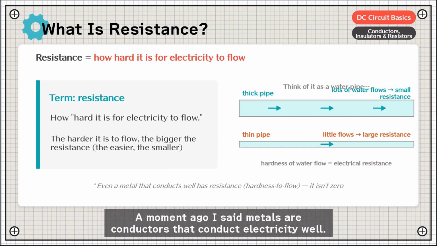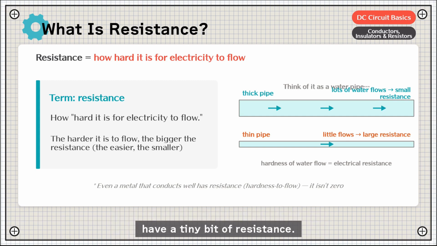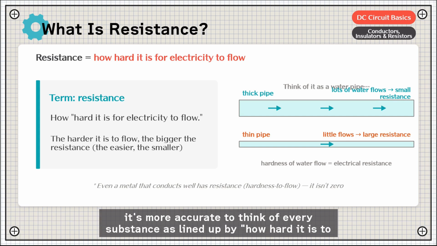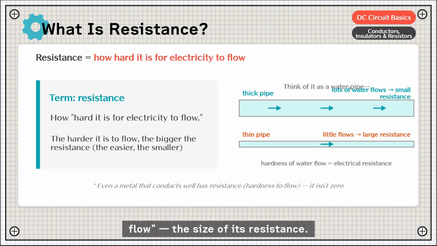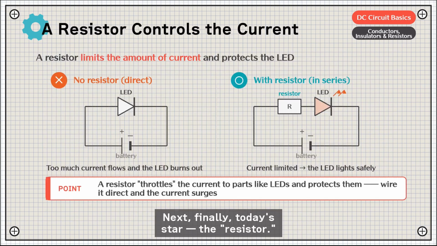One note here. A moment ago I said metals are conductors that conduct electricity well. But conducts well doesn't mean the hardness to flow is exactly zero. Even metals have a tiny bit of resistance. There's nothing that flows perfectly and nothing that doesn't flow at all. It's more accurate to think of every substance as lined up by how hard it is to flow, the size of its resistance. Next, finally, today's star, the resistor.